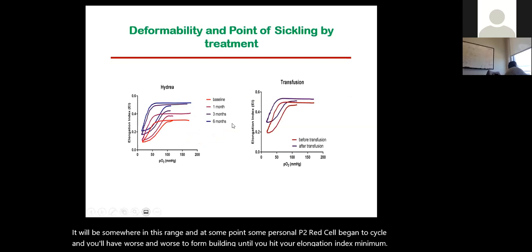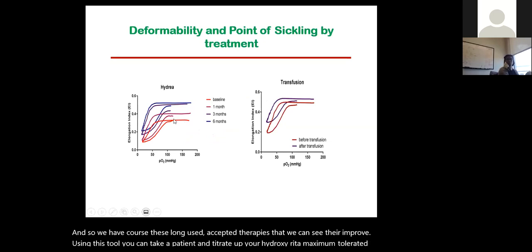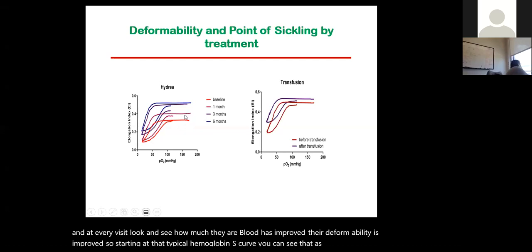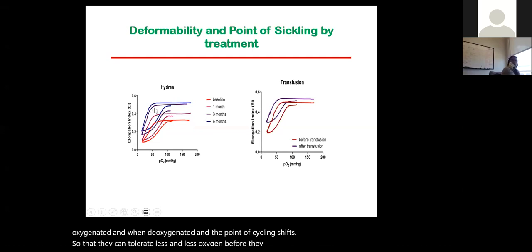And so we have, of course, these long used accepted therapies that we can see their improvement using this tool. You can take a patient and titrate up your hydroxyurea to maximum tolerated dose, and at every visit, look and see how much their blood has improved, their deformability has improved. So starting at that typical hemoglobin SS curve, you can see that as you increase the hydroxyurea and you start to make fetal hemoglobin, the deformability improves both when oxygenated and when deoxygenated. And the point of sickling shifts so that they can tolerate less and less oxygen before they begin to sickle, begin to polymerize.